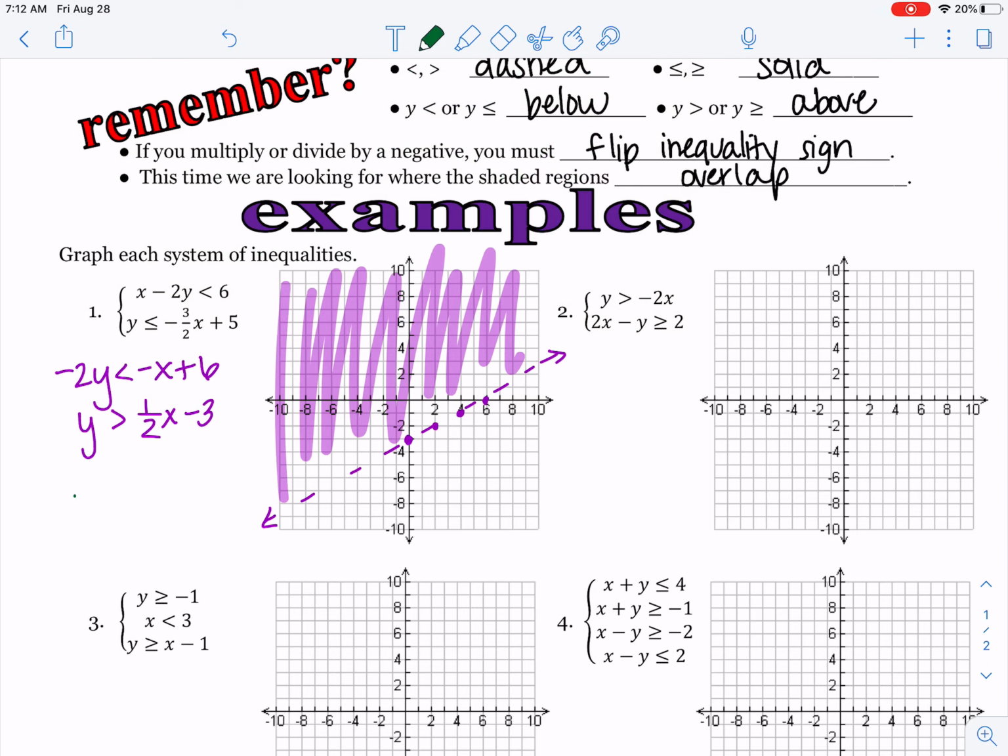Then I'm going to do my second inequality. It intercepts the y-axis at 5, down 3, and to the right 2. This one is a solid line. And I am interested in everything below because it's less than.